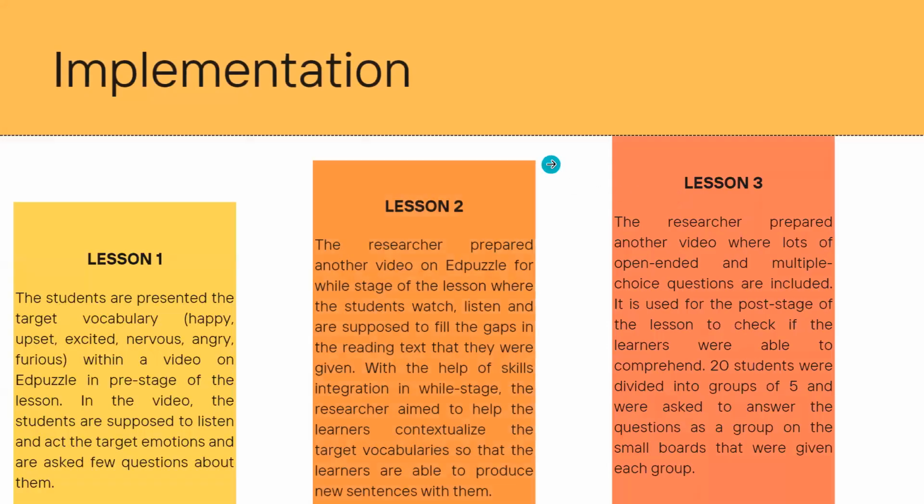So here, the implementation of the study. In lesson 1, the students are presented the target vocabulary, such as happy, upset, excited, nervous, angry, furious, mad, within a video on Edpuzzle in the pre-stage of the lesson. In the video, the students are supposed to listen and act the target emotions and are asked a few questions about them.